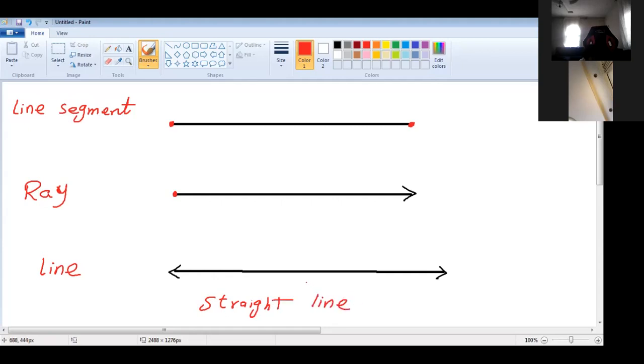So can we use our ruler to know the length of this line? No, we can't, because there is no end. Also for the ray, there is no end. It will go forever. So how can we know the length of the ray if it will go forever? There is no length. It's not an exact length.